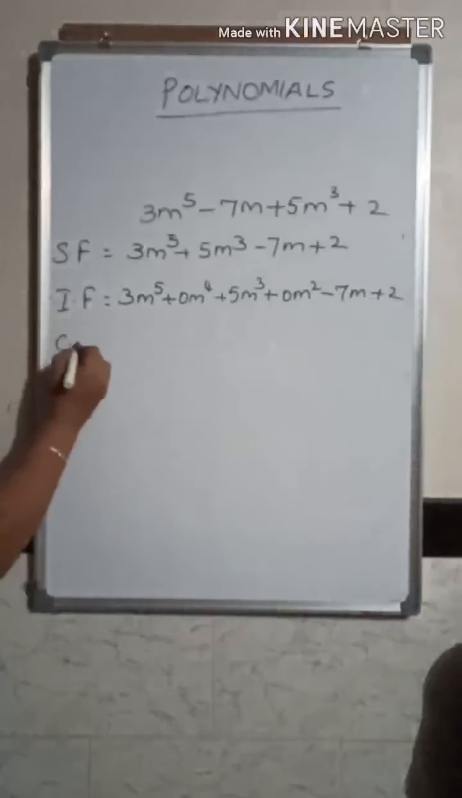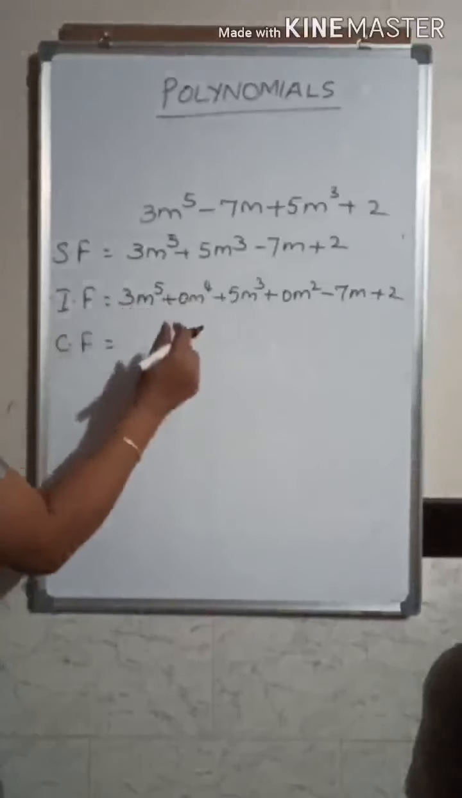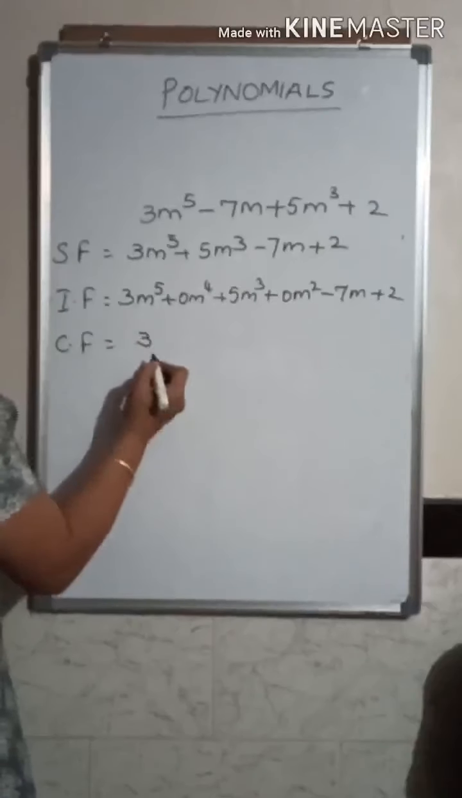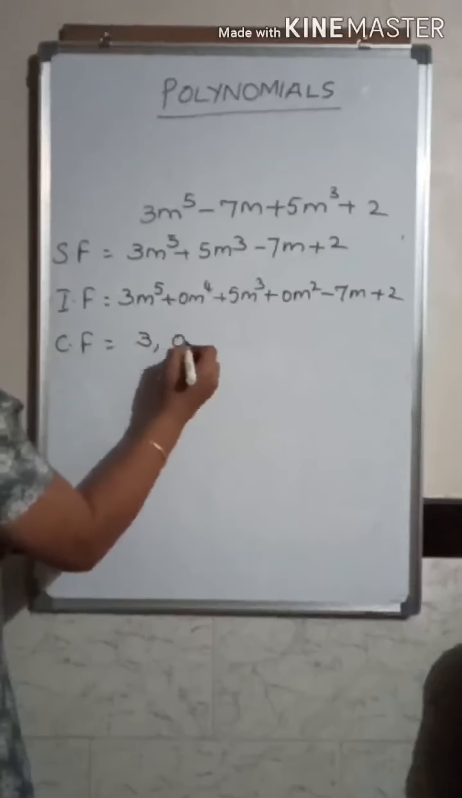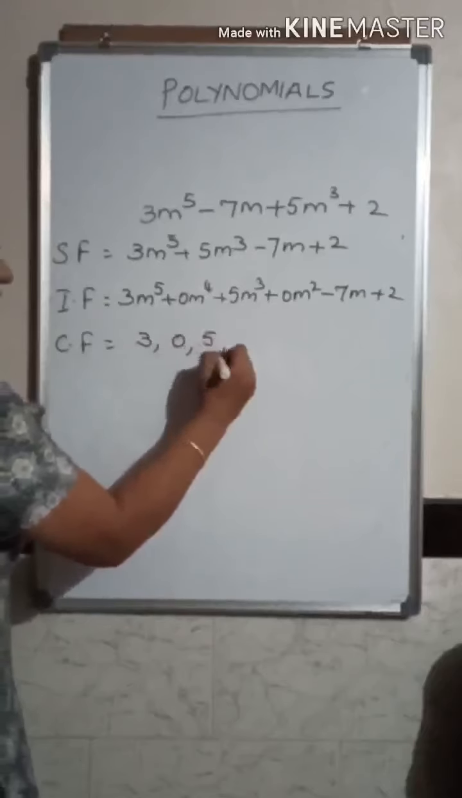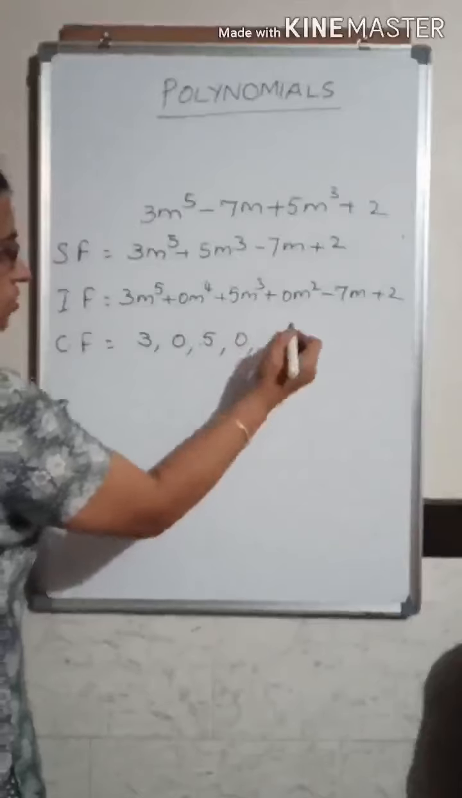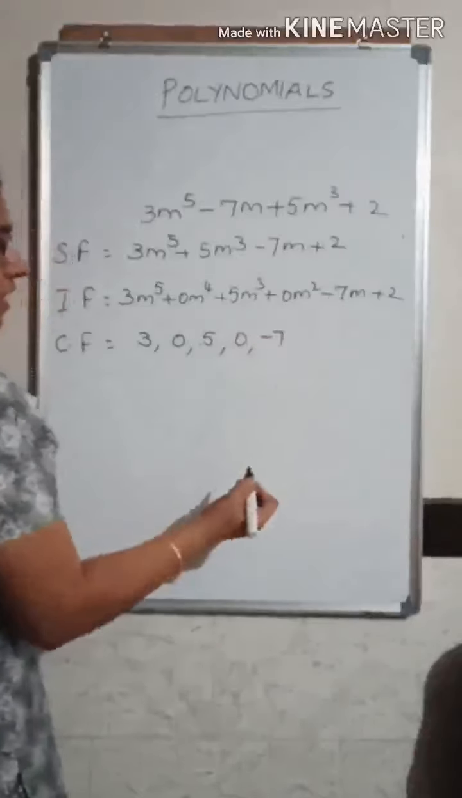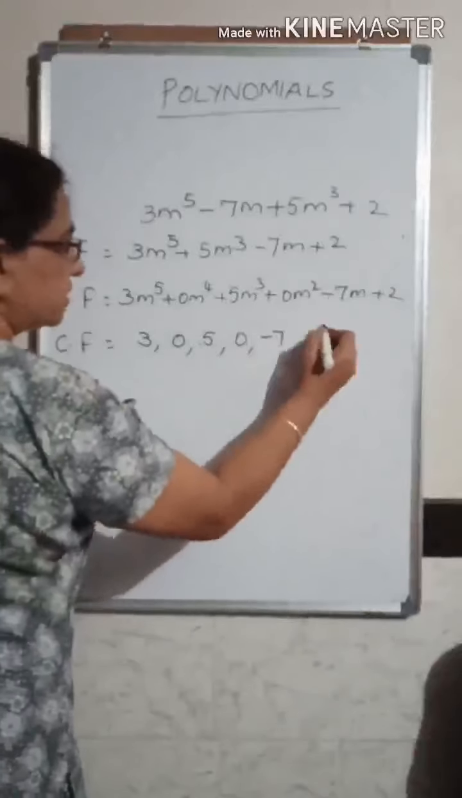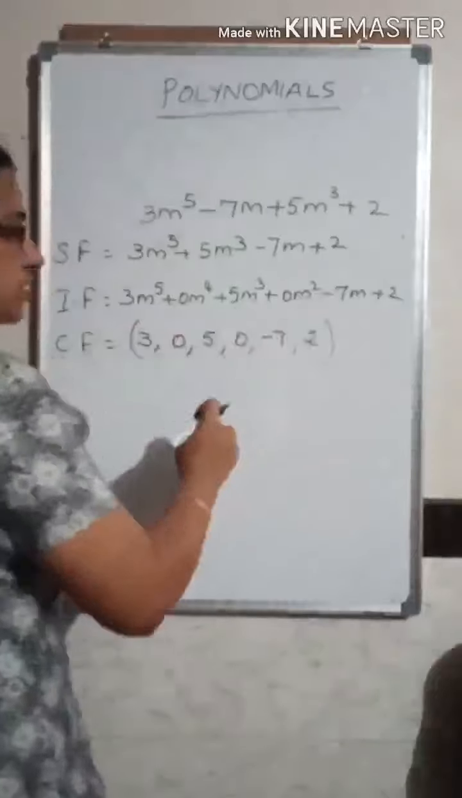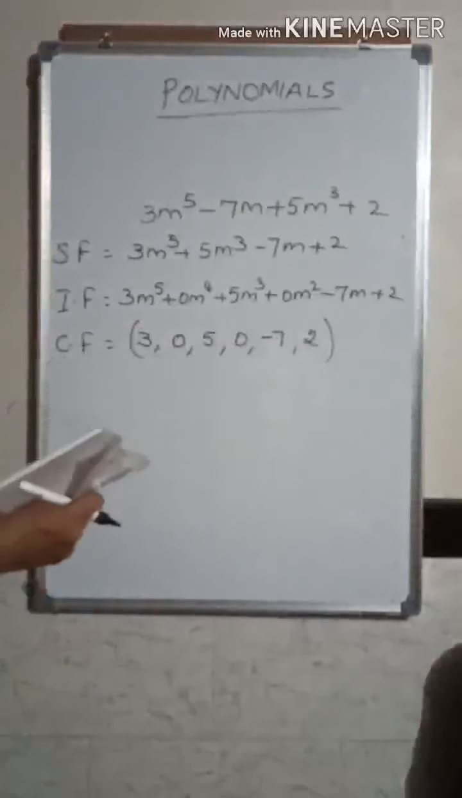Now writing in the coefficient form, choose only the coefficients of each and every term. Here the coefficient is 3, put a comma, then write 0, then 5. Next you have again 0, then you have 7. Along with the sign you have to write minus 7, then you will get the next term 2. Writing like this, only the coefficients within the bracket, you call it the coefficient form.